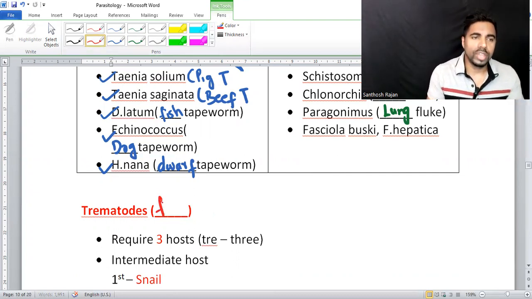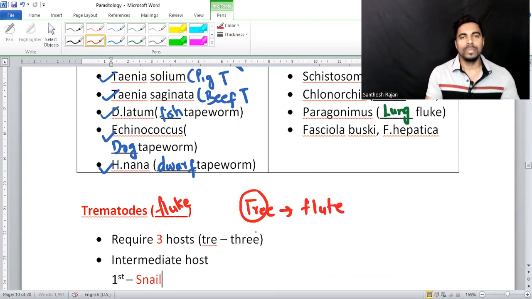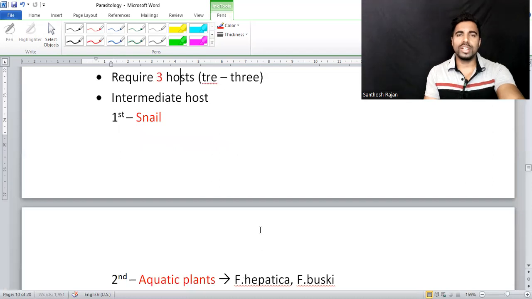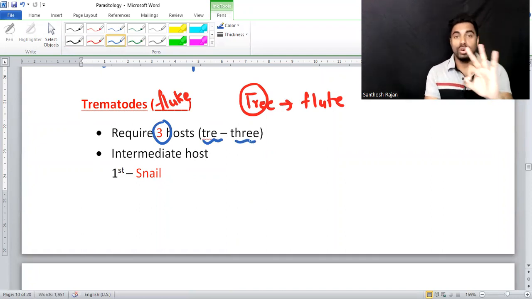So trematodes are already told, flukes. You can call it fluke, fluke worm, flukes or trematodes. I already told you, remember tree, and from a tree you make a flute. So trematode, tree, fluke. And the name itself says trematode, tree, tree means three. Usually trematodes need three hosts. Usually there are two hosts, one definitive and one intermediate, but here in helminths it'll be a little bit different. So in trematodes, three hosts are needed: two intermediate hosts and one definitive host. The definitive host is always man only.